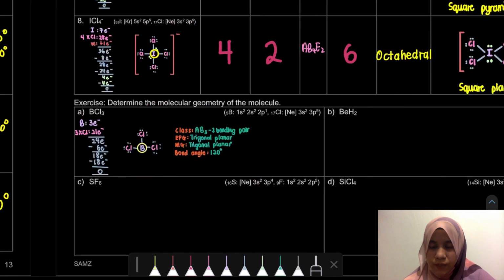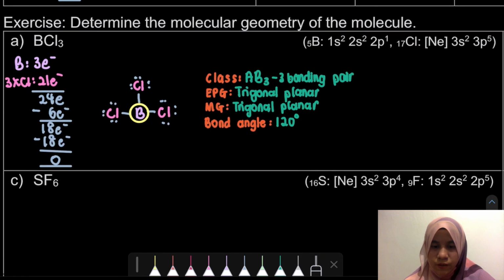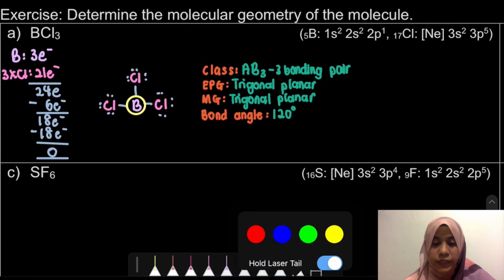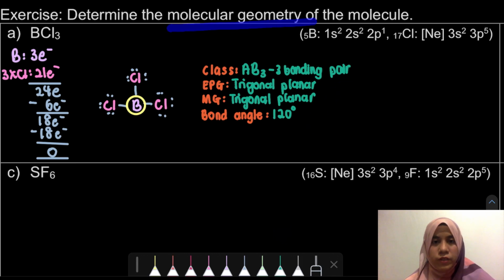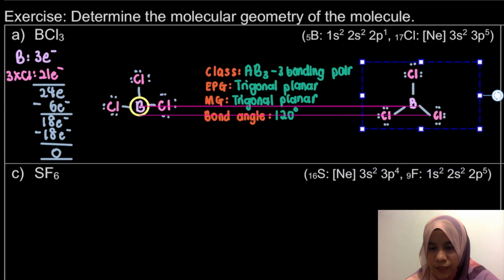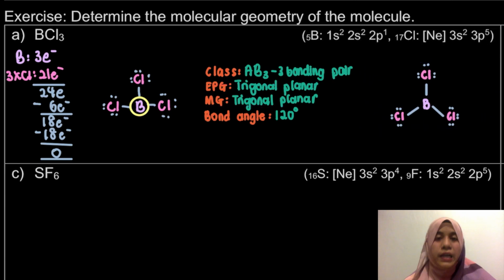Okay, so kita tengok balik. Back to here. So actually how to draw it? So right now, based on this information, barulah kita boleh draw the molecular geometry. So this is actually my BCl₃. Okay. So this is the information yang kamu kena ada lah to determine the molecular geometry.